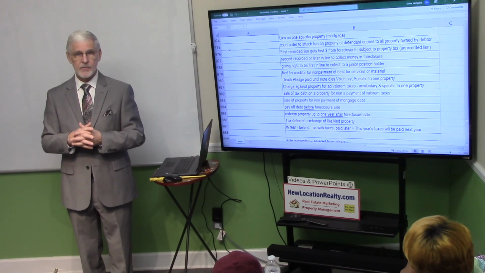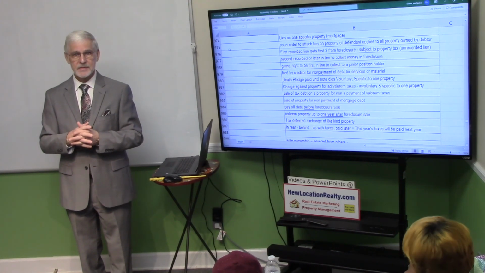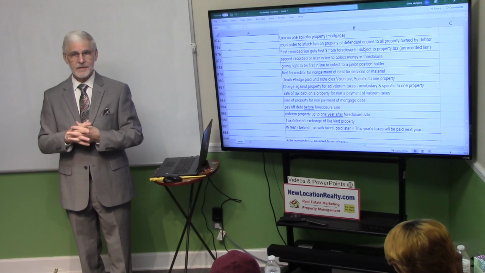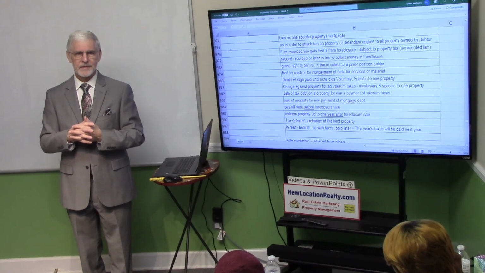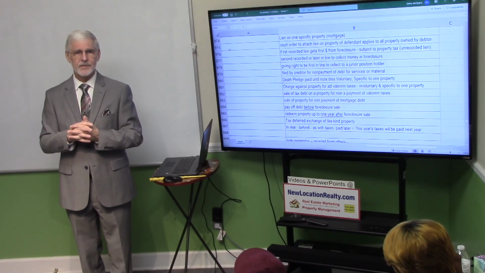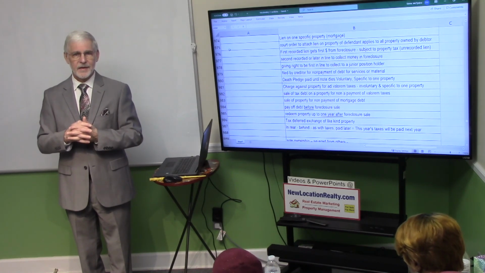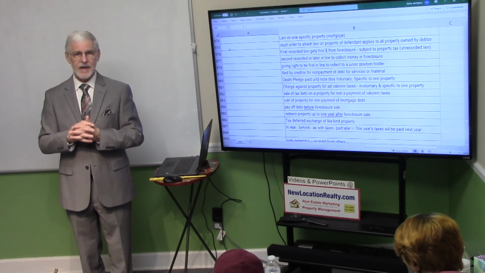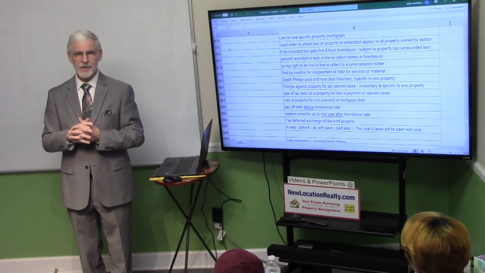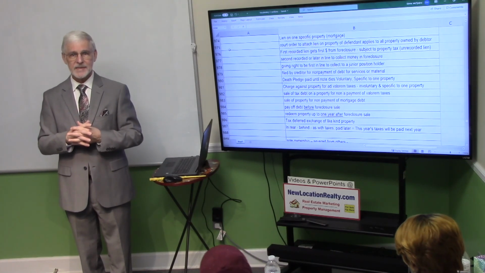A charge against property for ad valorem taxes, involuntary and specific, is a tax lien. That's property tax. Then the sale of a tax debt on a property for non-payment of ad valorem taxes.